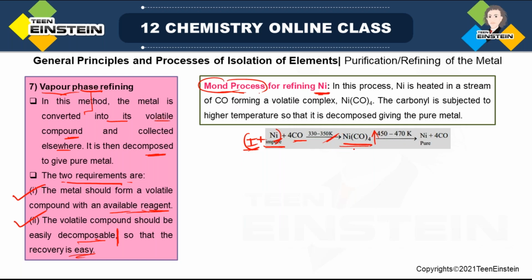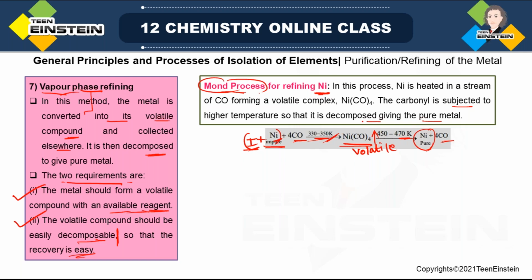Only the metal which we are trying to purify will form the carbonyl complex. Now it is volatile in nature. So that is why in the second step, when we are decomposing it, again we are getting the pure nickel. And CO is the byproduct. So here the carbonyl is subjected to high temperature. In the second step, this temperature is higher than this one, so that it is decomposed, giving the pure metal.